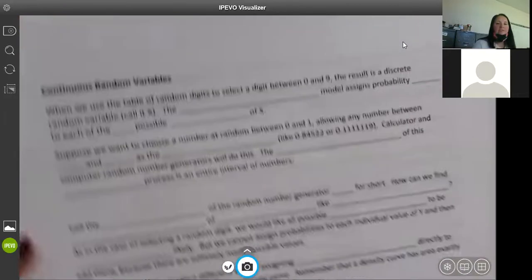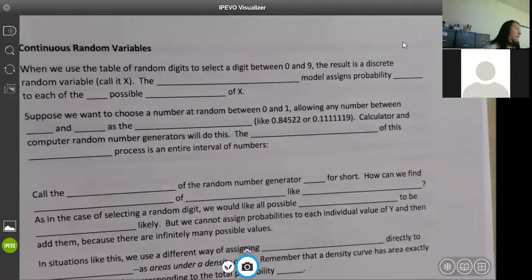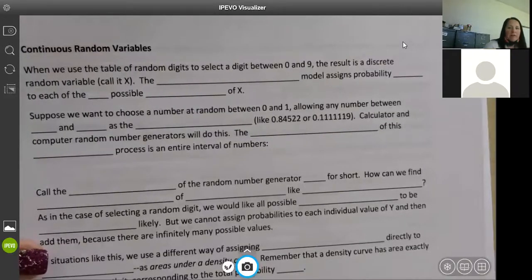All right, continuous random variables. When we use the table of random digits to select a digit between 0 and 9, the result is a discrete random variable. So the discrete is what we've been working with. APGAR scores were 0, 1, 2, 3. You couldn't get like a 0.5 APGAR score. Does that make sense? So they're completely discrete, which means they don't continue at all. So now what if we want a number between 0 and 1? Or what if we wanted a number between 3 and 4? So 3.5 is what we were looking for. That's what it's talking about now, those decimals.